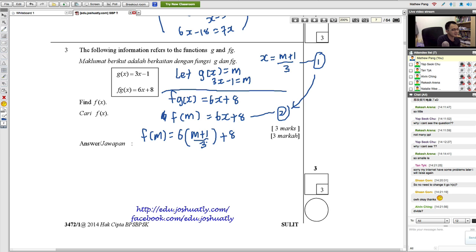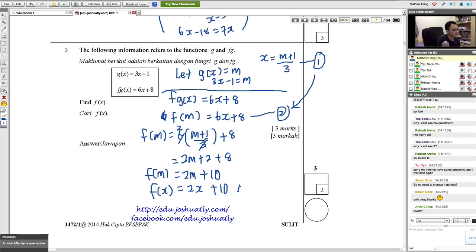Then just 6 and 3, I simplify, I left 2. This is just 2m plus 2 plus 8. So basically this is 2m plus 10 for f(m). The question asks us to find f(x), so it's just 2x plus 10. Okay, actually it's quite easy. If you understand the question like this, it is actually quite simple.